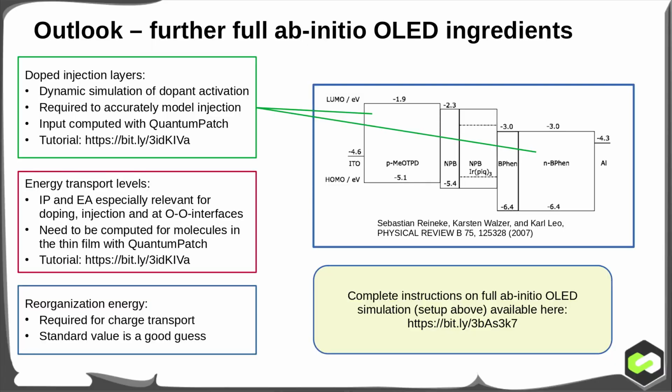Alright, this concludes our webinar today on Ab-Initio simulation of OLED devices. As you may have noticed, for some material properties we did not compute the parameters from first principles. We did this for simplicity because this webinar was meant as an introduction. So what we have not looked at was the Ab-Initio computation of ingredients for doped injection layers, here illustrated in green, and the Ab-Initio computation of absolute energy transport levels. As noted before, we used HOMO and LUMO instead of EA and IP, and also reorganization energy we supplied manually instead of computing it from first principles. All this, however, is possible.